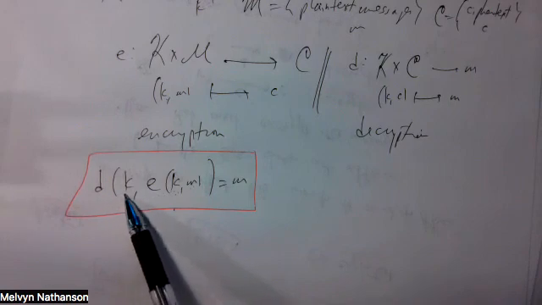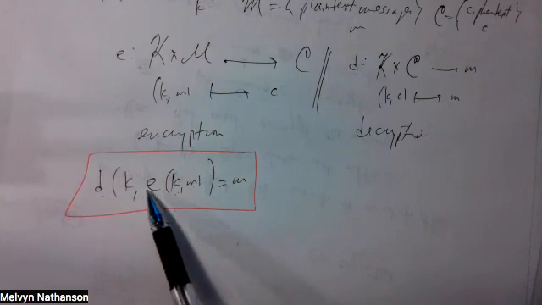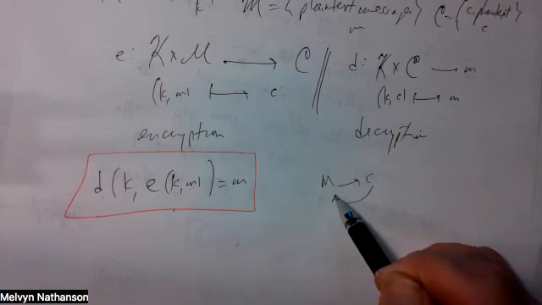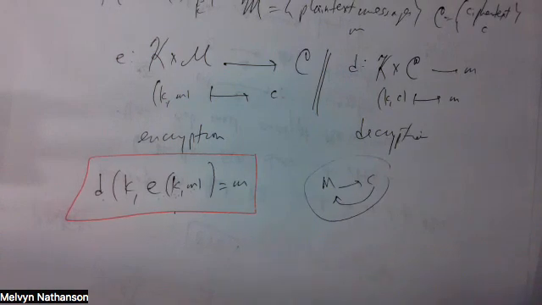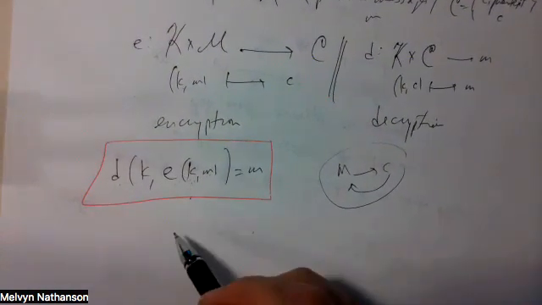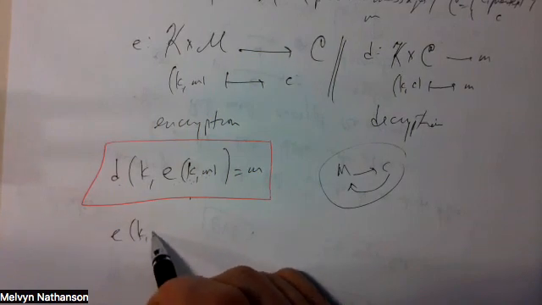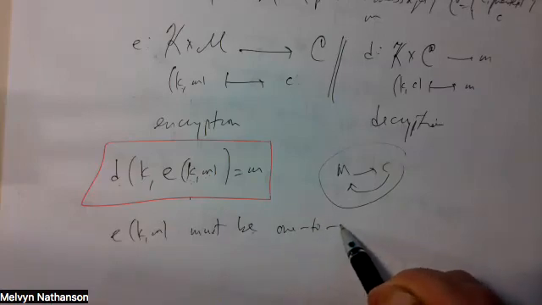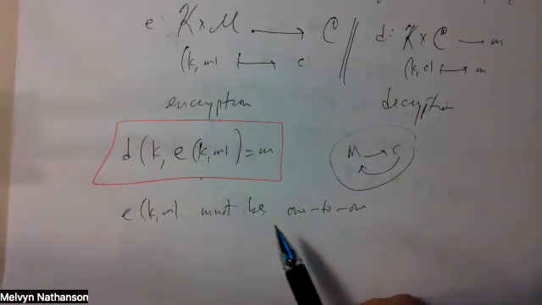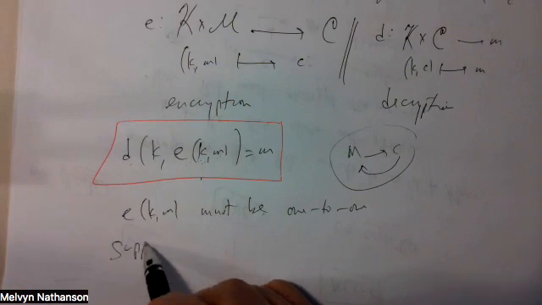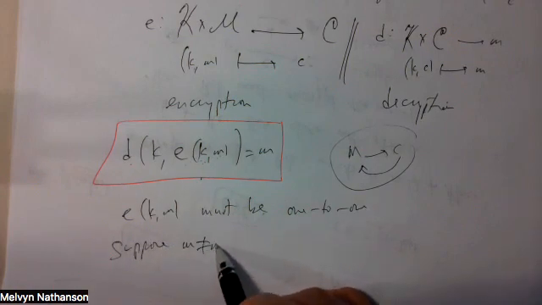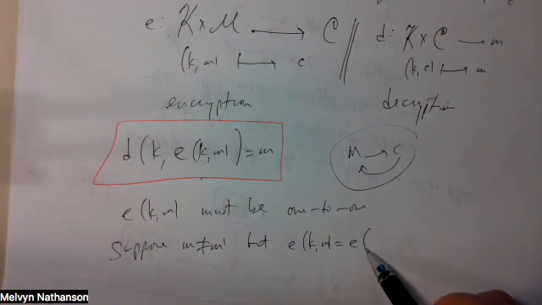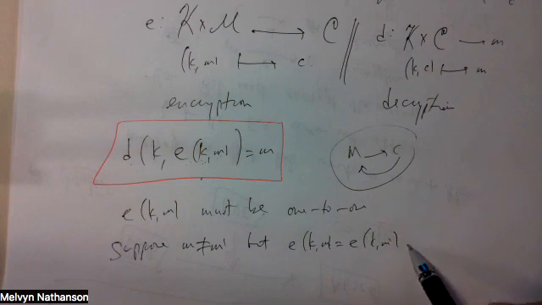You decrypt it by applying the decryption function D of K comma C, which gives you back M. So M goes to C, and comes back to M. That's what's going on. But it's very critical that the function E of K, M must be one-to-one. Because the worst thing that can happen is, suppose M is different from M prime, but E of K, M equals E of K, M prime.